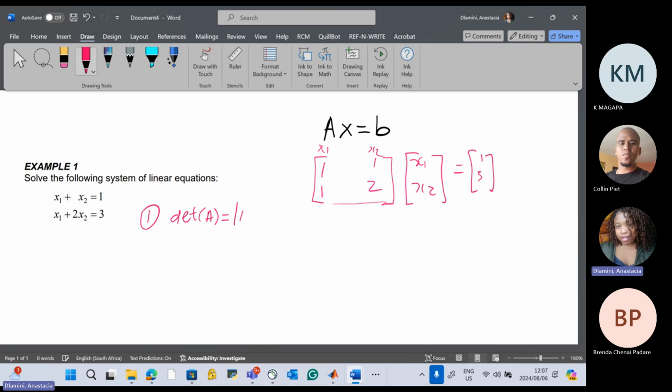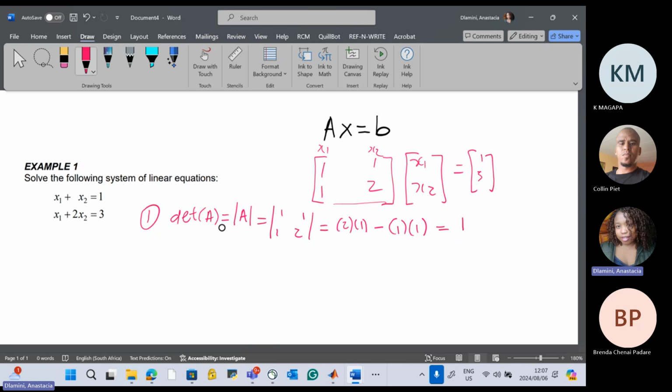In our study guide, they write it like this. So let's do that. With rows 1, 1 and 1, 2, this equals 2 times 1 minus 1 times 1, which equals 1. Does the determinant exist? Yes, ma'am. Meaning, does the inverse exist? Yes, because the determinant is not equal to 0. Thank you.